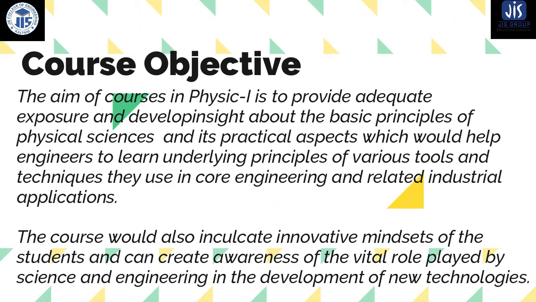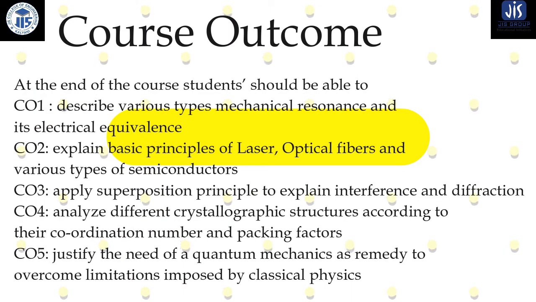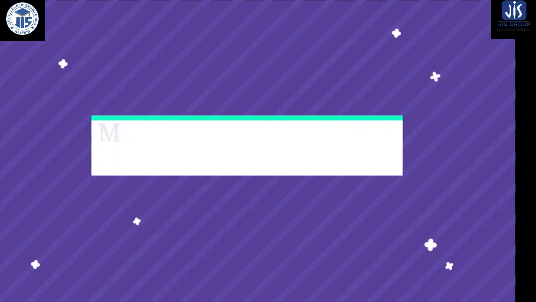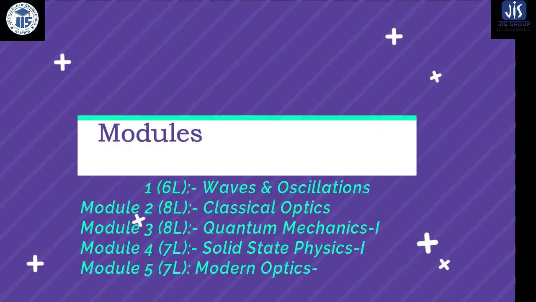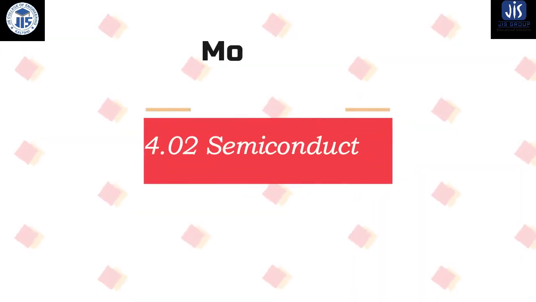Myself is Dr. Shobboshachi Shen. I'll be offering you the physics courses, course objective, course outcome. You can see on the screen, and we are in outcome-based education. So every course is mapped with its probable outcomes, which I have illustrated later on. Now there are five modules. We'll be going one by one through each module and explore the world of physics.